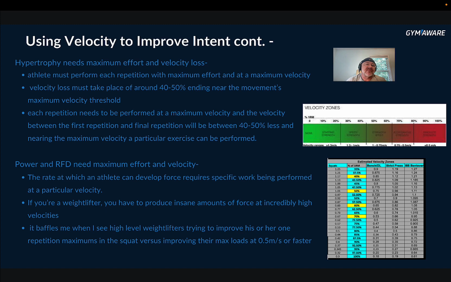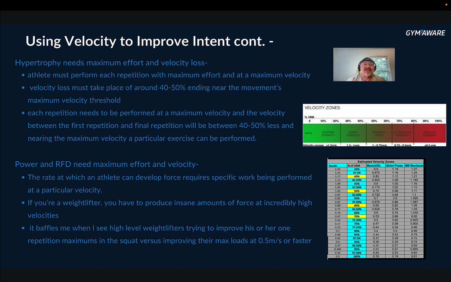Using velocity to improve intent, continued. Hypertrophy needs maximum effort and velocity loss. So an athlete must perform each rep with maximum effort and at a maximum velocity. However, velocity loss must take place. Somewhere around 40 to 50% is where you're going to maximize hypertrophy.